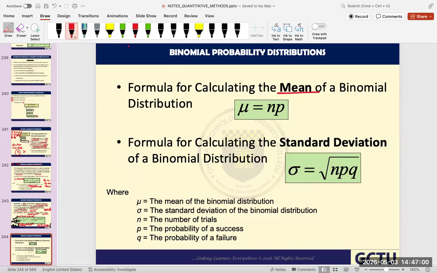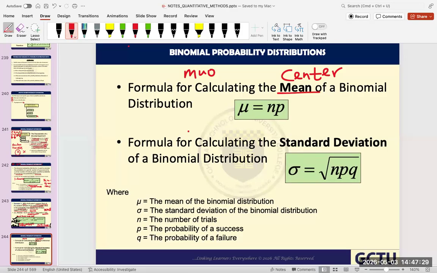So the mean or the center is given as this big symbol mu. Mu equals np. It means that anytime you want to find the center of a binomial distribution, just look for your n in the question, look for your p in the question, and then multiply them. With that, you are done.